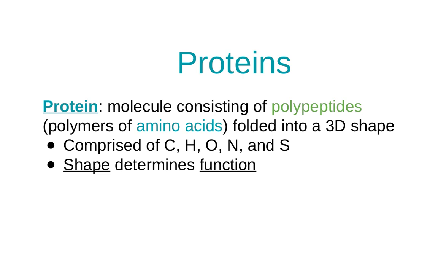Essentially, proteins are polymers of amino acids. They're molecules that consist of lots of polypeptides together, and this long chain of polypeptide will fold in and on itself, creating this 3D structure. And they're all comprised of carbon, hydrogen, oxygen, nitrogen, and sulfur. And whatever shape they take on will determine how that protein functions.